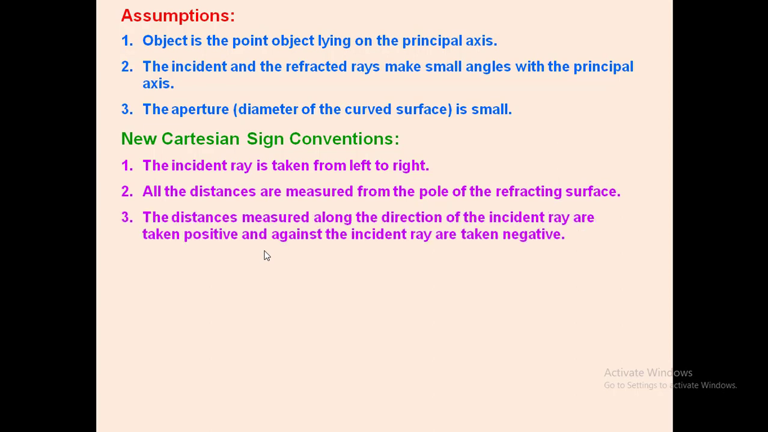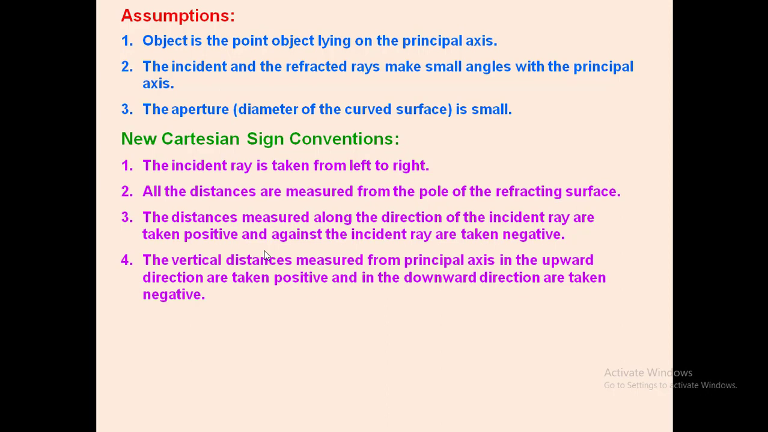The distances measured along the direction of the incident ray are taken as positive and against the incident ray are taken as negative. That means if you start from the pole and move along the direction of the incident ray from left to right, it is positive. From the pole, if you are moving from right to left, it is taken as negative. The vertical distances measured from the principal axis in the upward direction are taken as positive and in the downward direction are taken as negative. That means above the principal axis, all the distances or heights are taken as positive, and below the principal axis, it is taken as negative along the vertical direction.